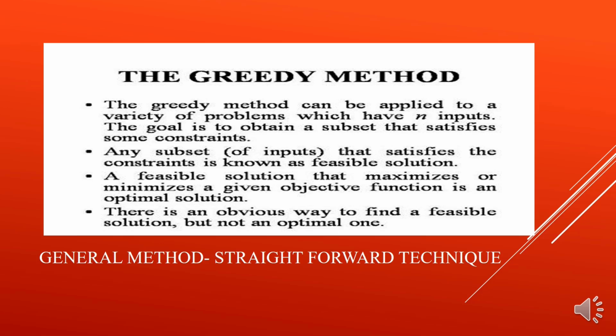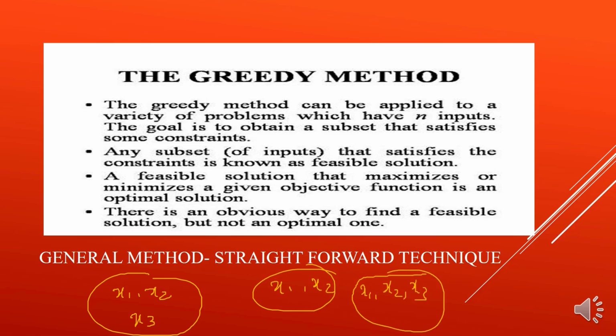Next, we'll see the general method in detail. This greedy method is a straightforward technique. As I told earlier, it is applied to an input set of n inputs, and our goal is to obtain a subset from this. It can be x1, x2, or x1, x3, or x1, x2, x3, or many. Our aim is to get a subset that satisfies the constraint. It can be this or it can be this, but it has to satisfy the constraint.